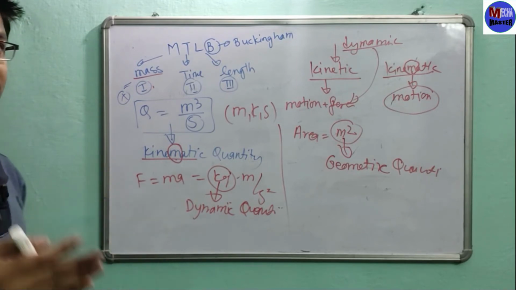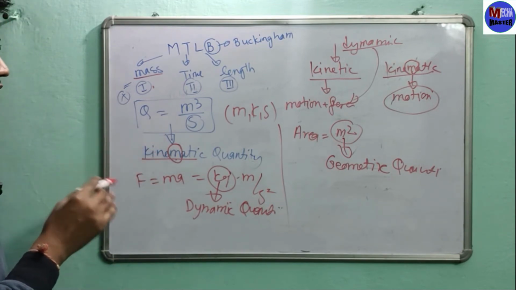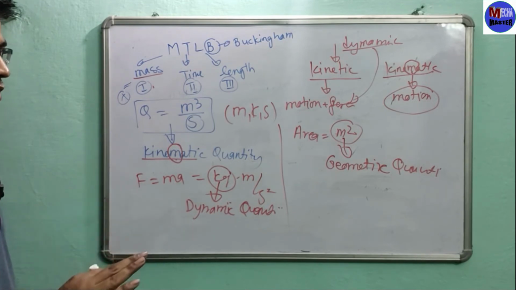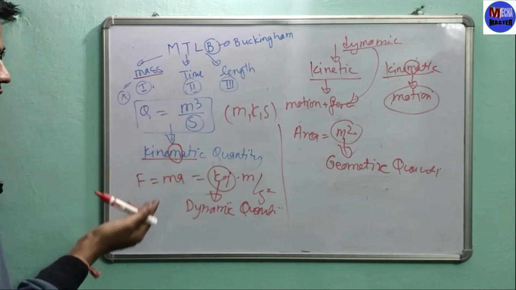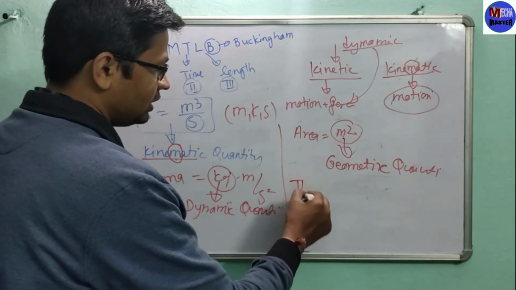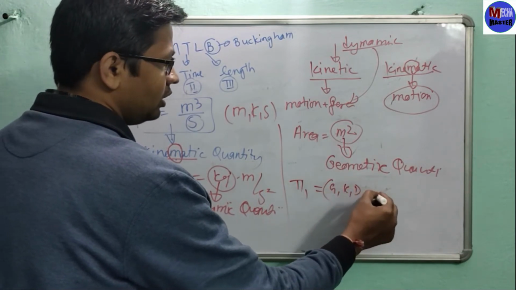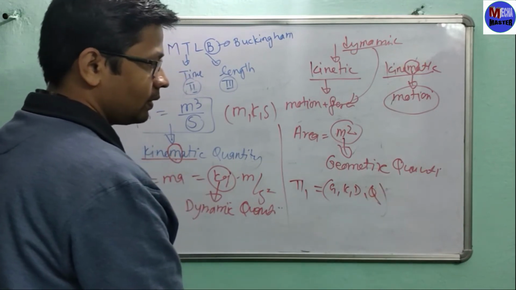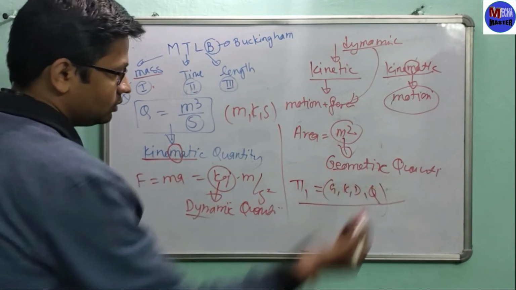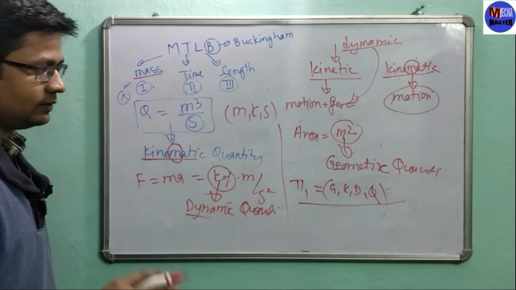And one more thing, you need not remember what is a geometric quantity, what is a dynamic quantity, what is a kinematic quantity, unless it is written in the question that you have to write them. If it is not written, you need not remember them, because you simply write what pi 1 is. Pi 1 is geometric, kinematic and dynamic, into one more term. Then you have to directly write this. No need to write all these things.